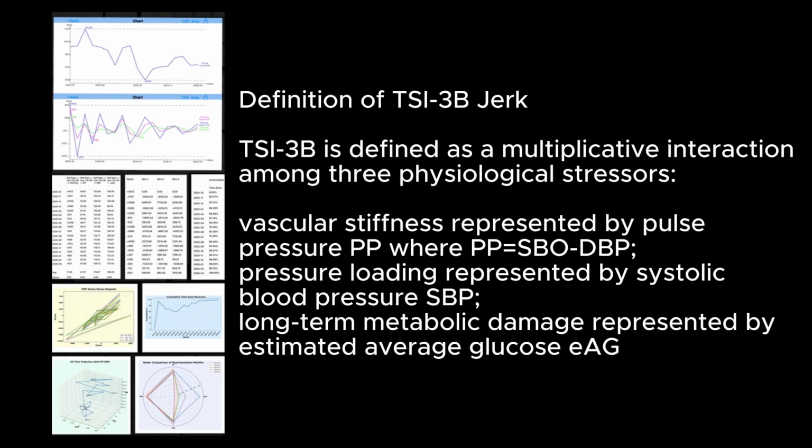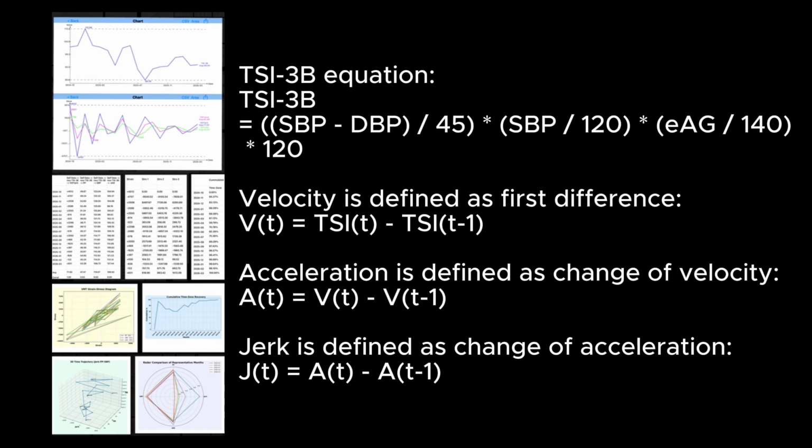Definition of TSI-3B jerk. TSI-3B is defined as a multiplicative interaction among 3 physiological stressors: vascular stiffness represented by pulse pressure PP, where PP equals SBP minus DBP; pressure loading represented by systolic blood pressure SBP; and long-term metabolic damage represented by estimated average glucose EG. TSI-3B equation.